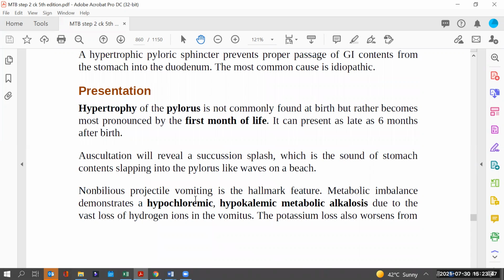Of course, projectile vomiting. Why? Because that is going to be a very forceful vomiting. That's a hallmark feature of this one, pyloric stenosis. Metabolic imbalance demonstrates a hypochloremic and hypokalemic metabolic alkalosis.